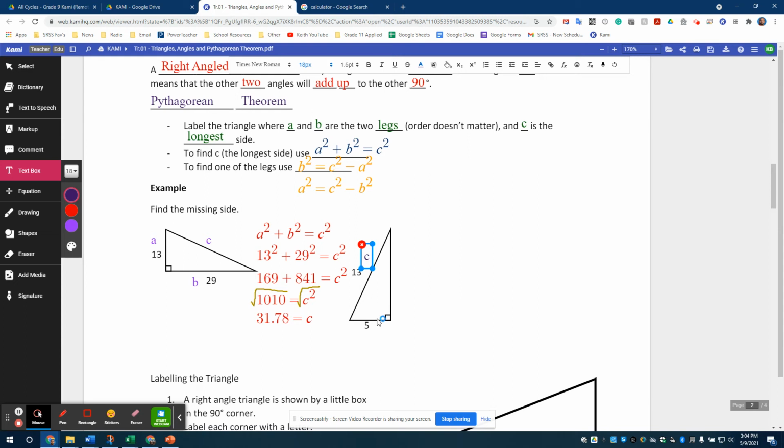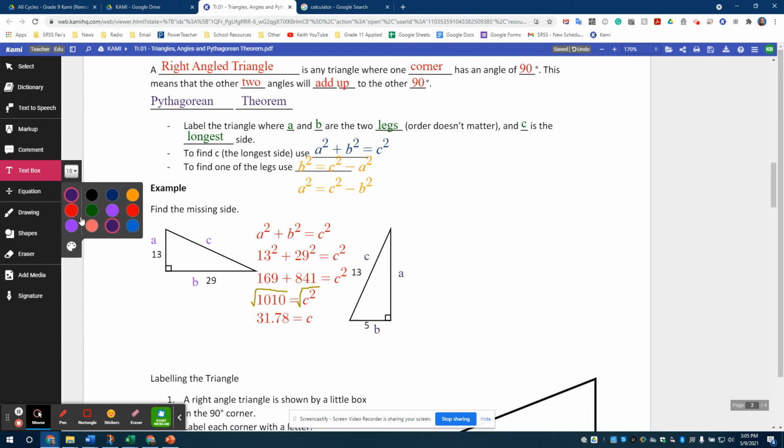Now I have two missing sides, and the labeling that I do doesn't matter. I'll be honest, if you look back at my notes on the same question from different years, I probably switched around the A and the B on numerous occasions. See if we can get a B in there. There we go. So we have A, B, and C, and we're trying to find A.